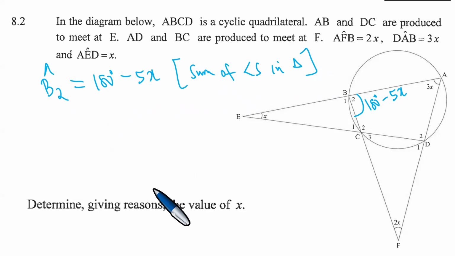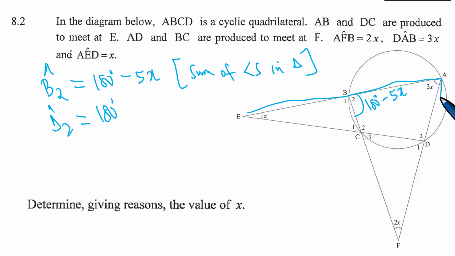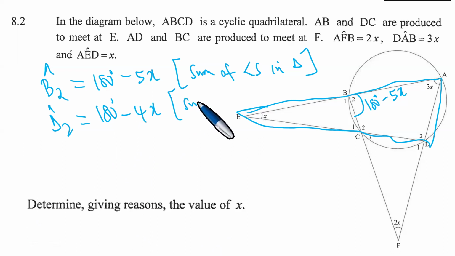Then, what about D2? Angle D2. Now the angle D2 is also 180 degrees minus what? If you look at this triangle, what is the angle D2? Oh, it is 180 minus 4x. 180 degrees minus 4x. Well done. Why, Tando? The sum of angles in a triangle. Yeah. Next.